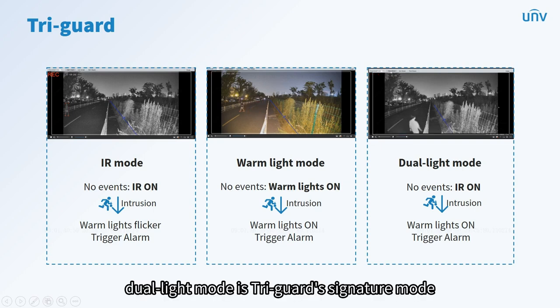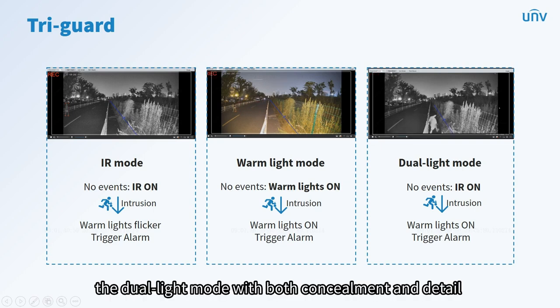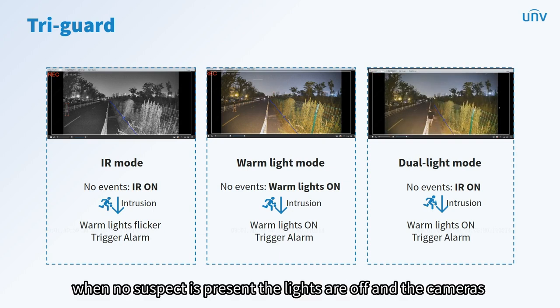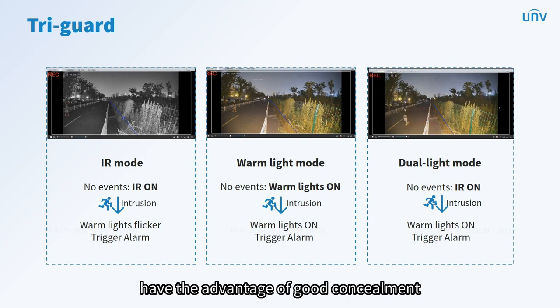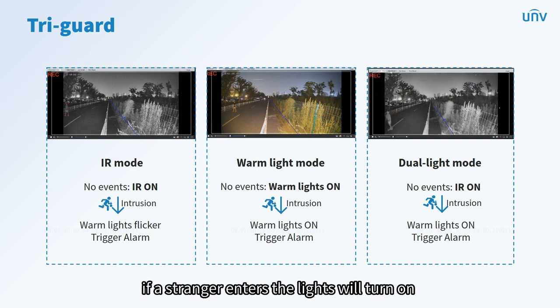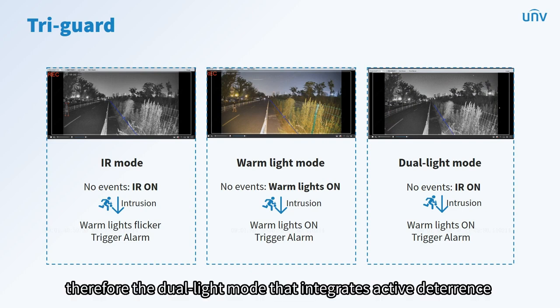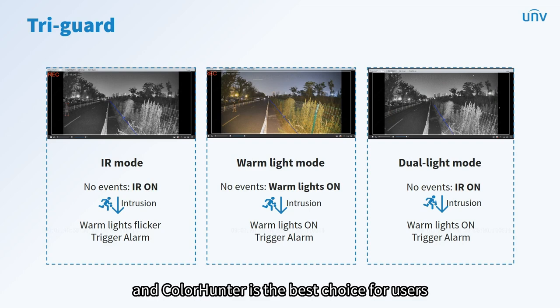Dual light mode is TriGuard's signature mode. The dual light mode with both concealment and detail gives the user a more balanced experience. When no suspect is present, the lights are off and the cameras have the advantage of good concealment. If a stranger enters, the lights will turn on and the camera can catch more details. Therefore, the dual light mode that integrates active deterrence and Color Hunter is the best choice for users.